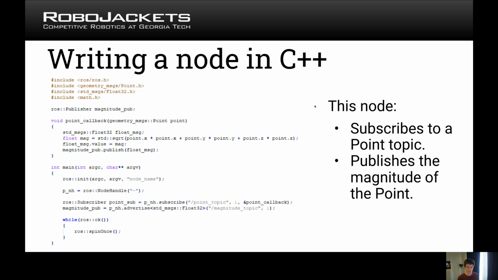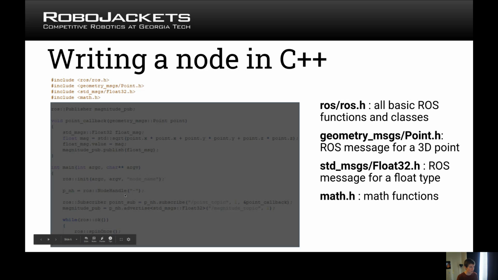Obviously, you're going to want to write your own code. You're not just going to want to use the packages that ROS already has created. So this is an example of a very simple node. All this node is doing is listening on a particular topic for a point, so an XYZ triple. It is then calculating the magnitude of that vector, just using the Pythagorean theorem, and publishing that magnitude, right?